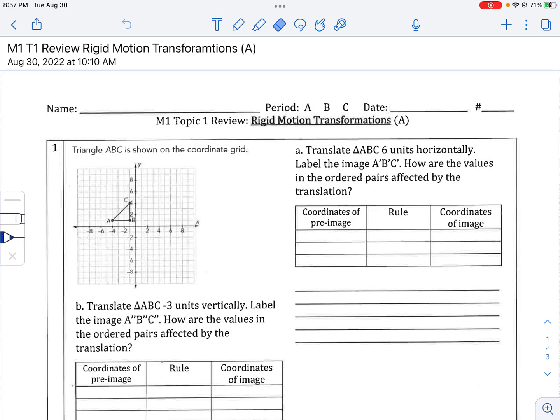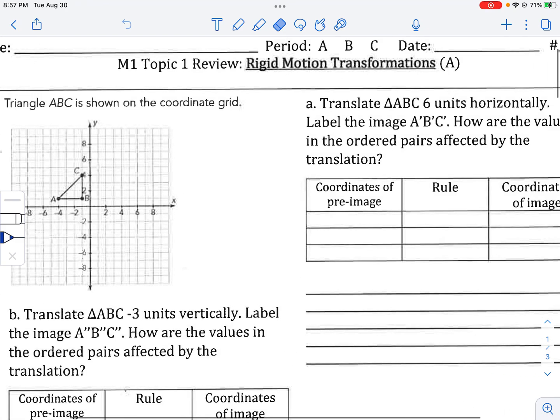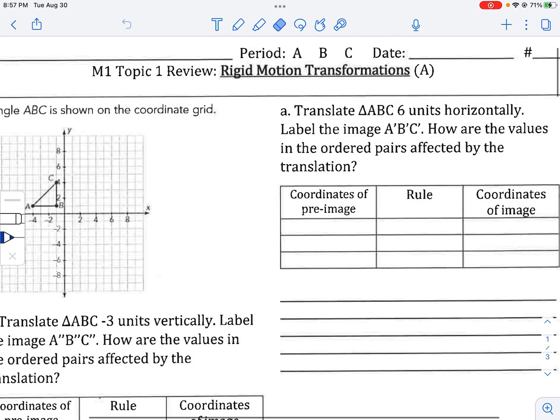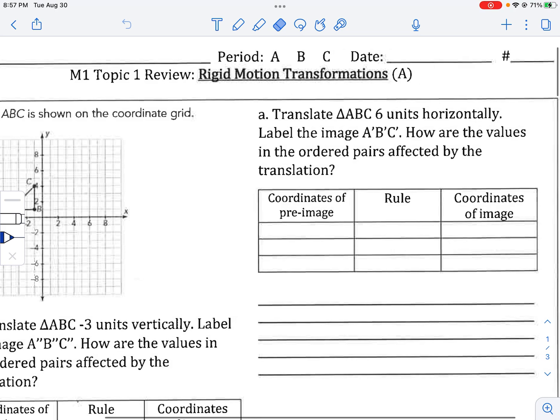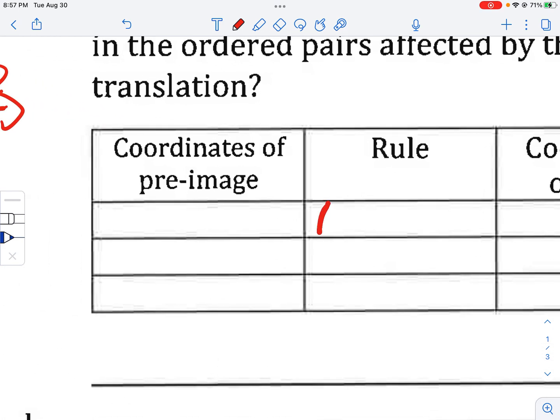Okay, so here we are for the review. Part 1 says to translate this 6 units horizontally. So we're going to go 6 horizontally. That means that when I make my rule on each one of these, I'm going to add 6 to the x value on each one of these.